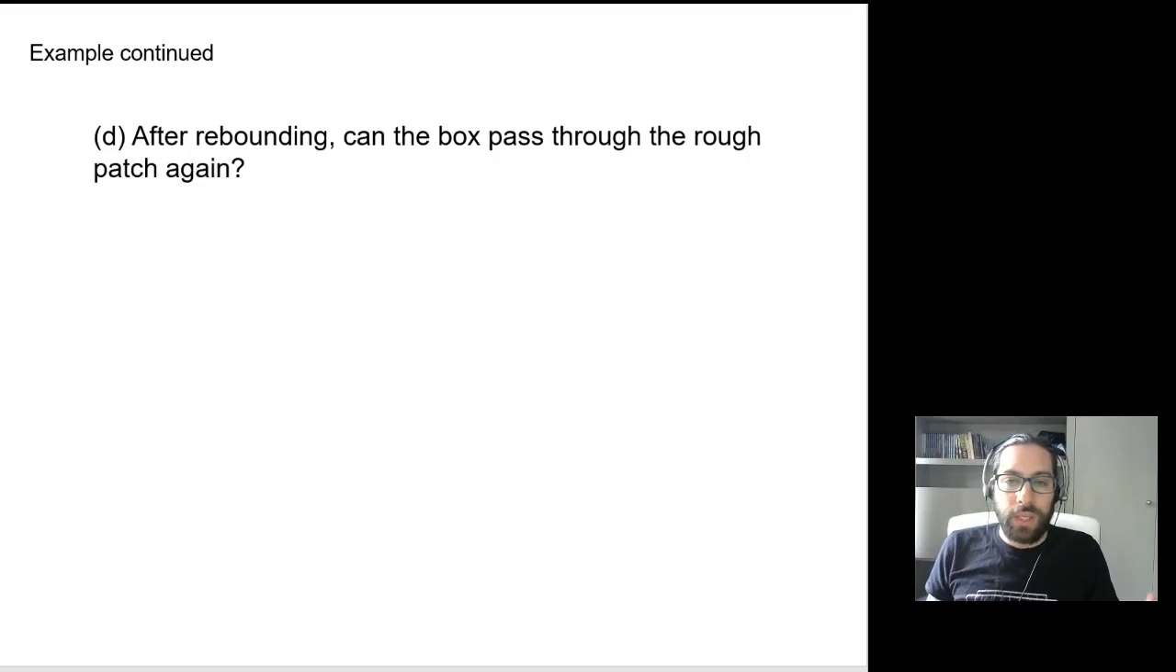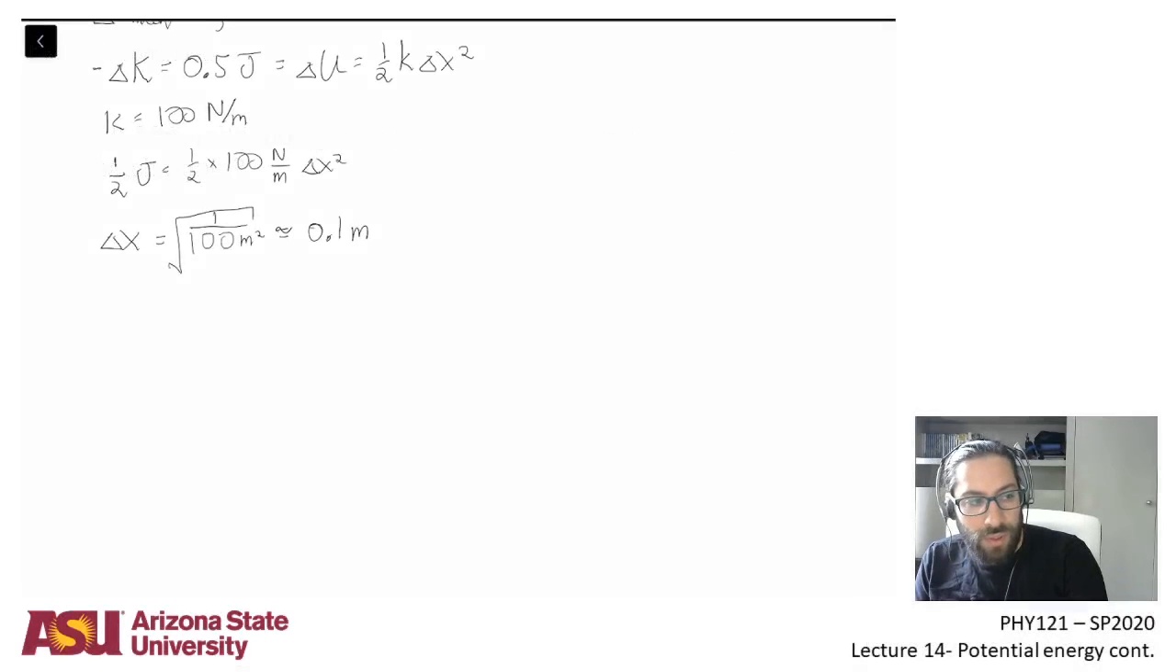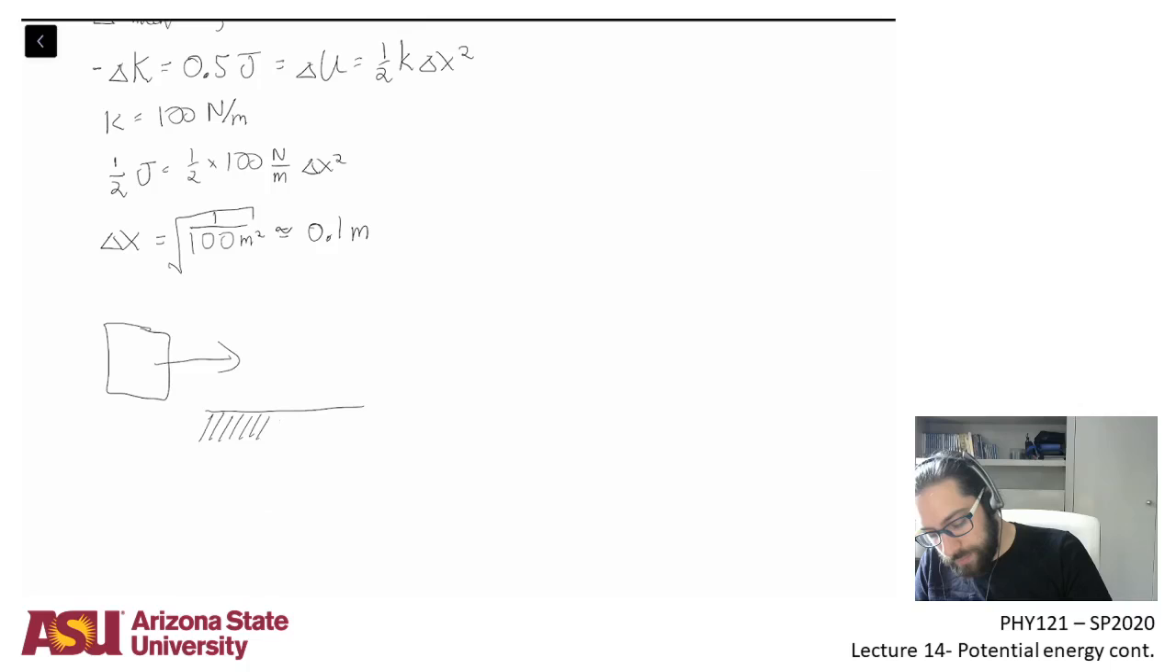Okay, finally, we can answer the question, after rebounding, can the box pass through the rough patch again? So now we have a situation in which the box is going this way. We have a rough patch of 0.2 meters wide. And we know from previous experience, remember the weight is the same. So the kinetic friction coefficient is the same.